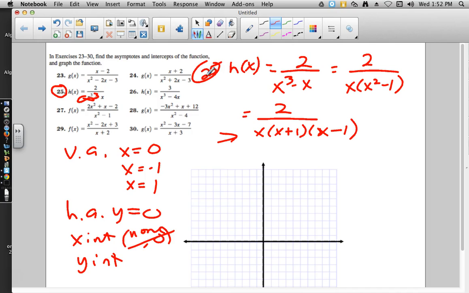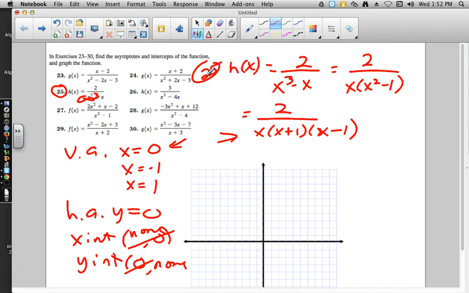And then the y-intercept is what we get if we put a 0 in for x. But look at our vertical asymptote, x equals 0. We can't use that. We don't get one of those either. So this one apparently does not cross the x or the y axis.